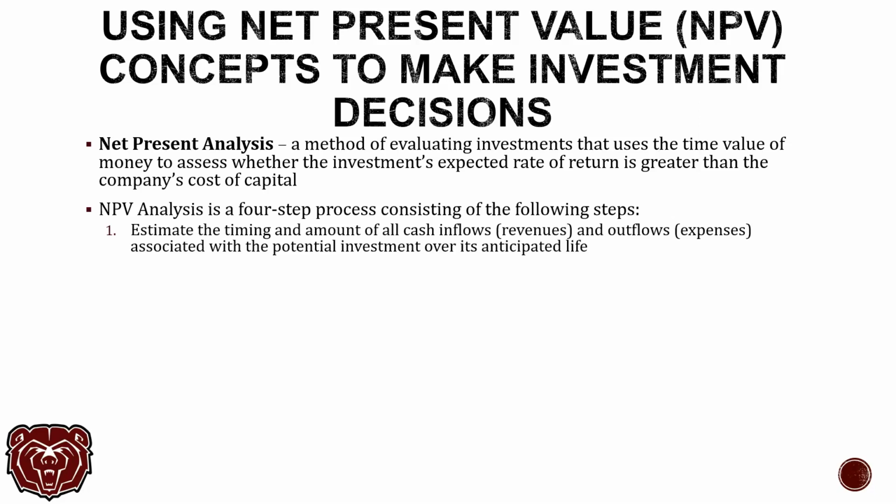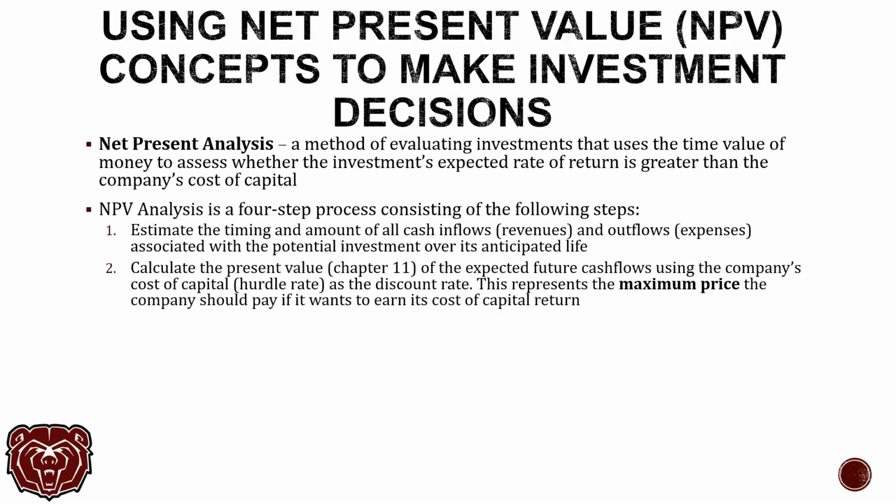The first step is that you estimate the timing and amount of all the cash inflows or revenues and outflows or expenses associated with that investment over its anticipated life. Okay, so you're going to have an analyst that says, hey, this is what we expect the cash flows to be over the next X amount of years.